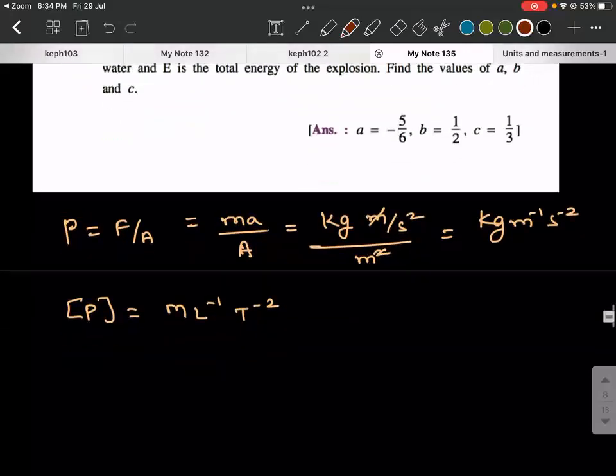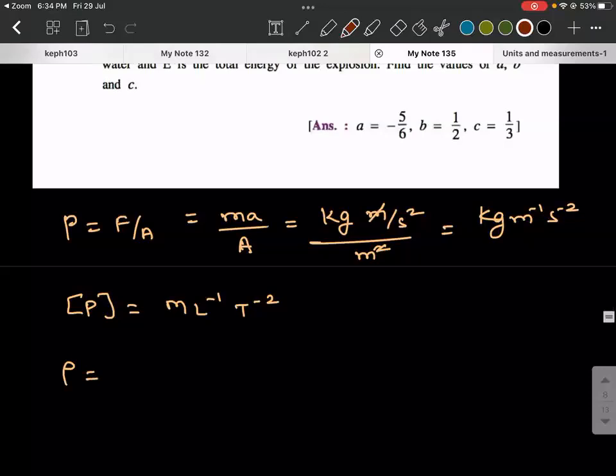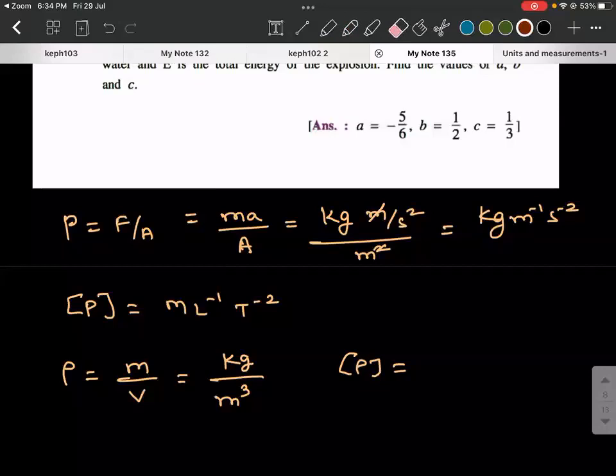Am I right? So that is the dimensional formula. Similarly, what will be the dimensional formula for density? Density is mass by volume. Mass is measured in kilogram. Volume is measured in meter cube. So my units are only in terms of kilogram, meter, and second, because M, L, T are mass, length, and time. So what will be the dimensional formula of rho? M, L, meter cube means length cube. So L power minus 3.